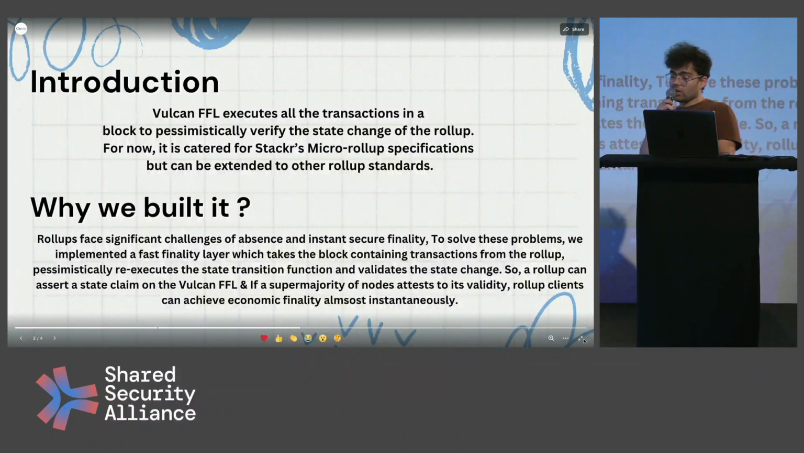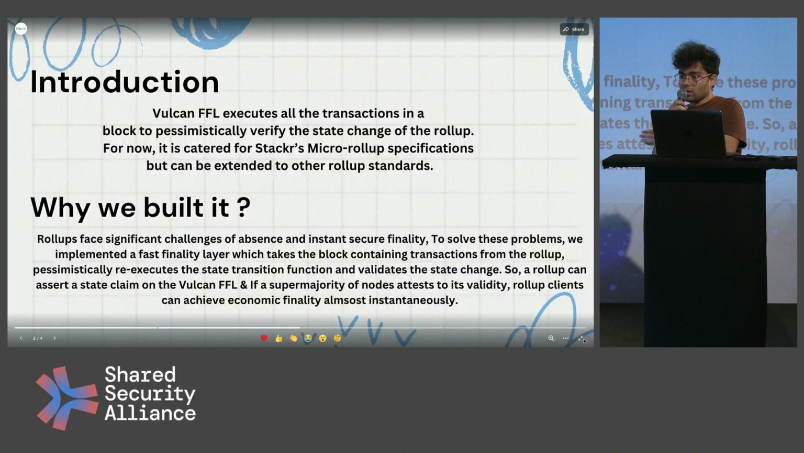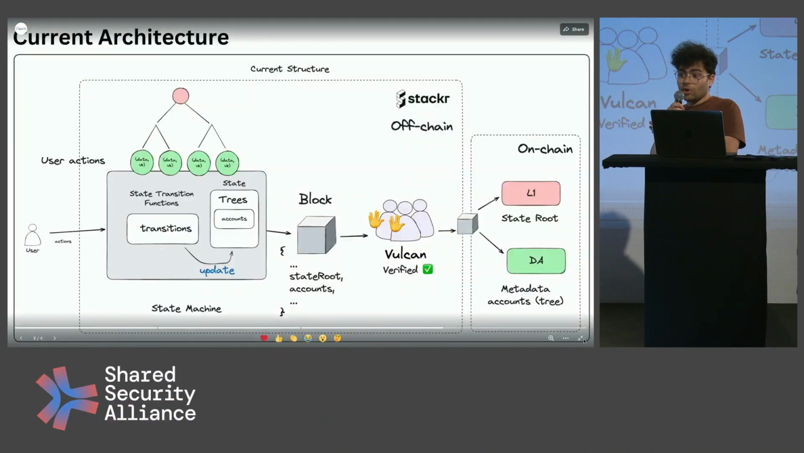So a rollup can assert a state change claim on the Vulcan layer, and if a majority of nodes attest to its validity, rollup clients can achieve economic finality almost instantaneously. So you get faster speeds and better transition executions. Now, this is what we already have.